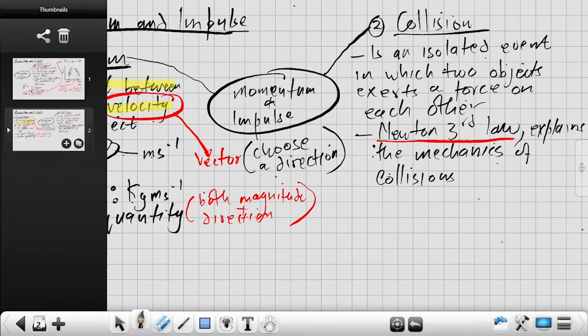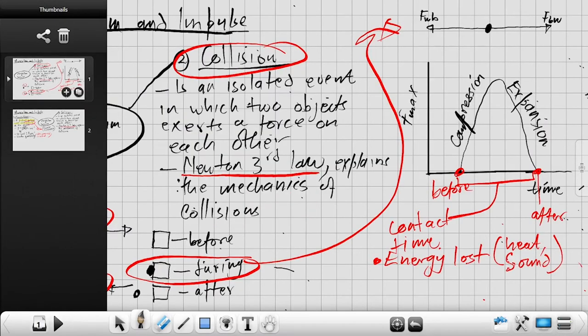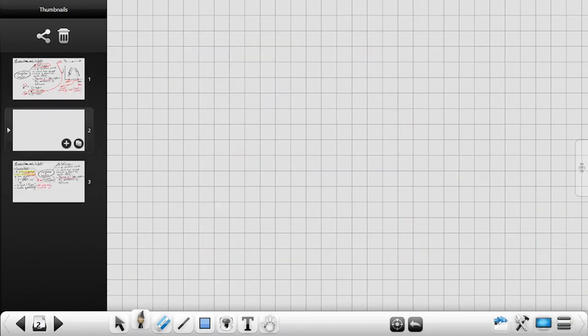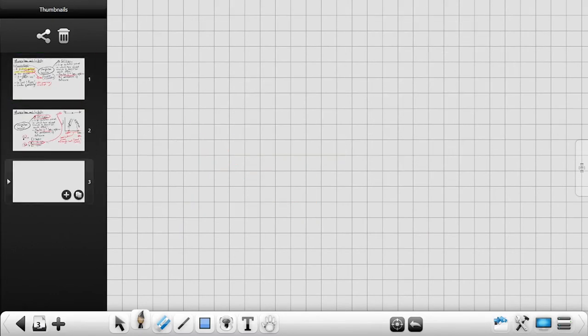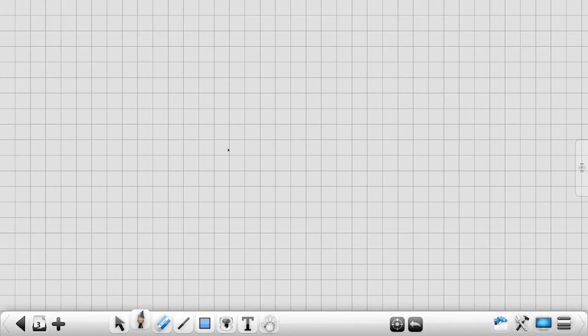I just want to add a new page. Add a page, then move this one up there. Add a new page where we will now be looking at number 3, which is just the change in momentum.